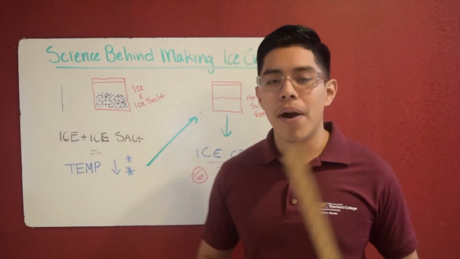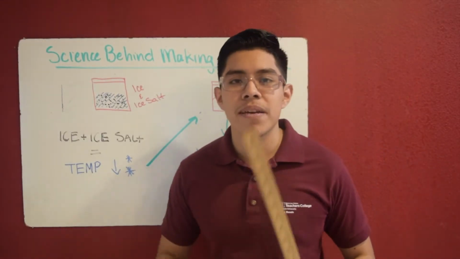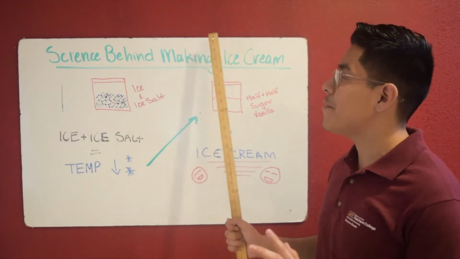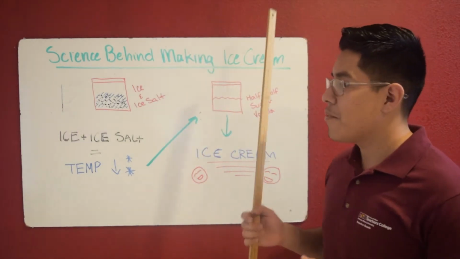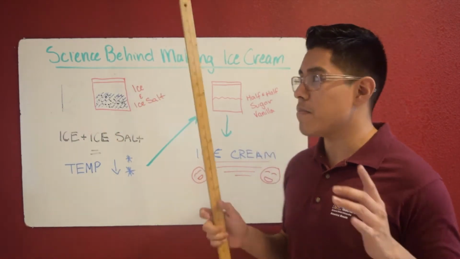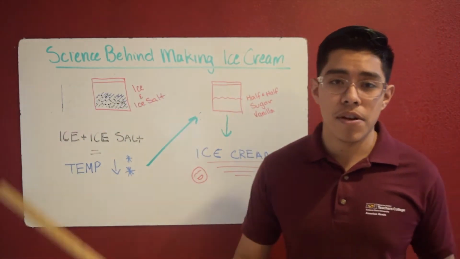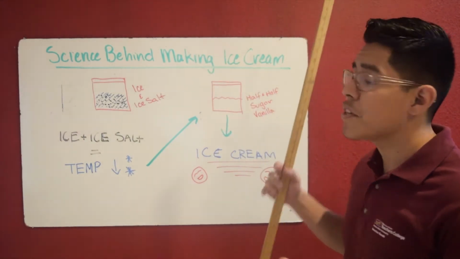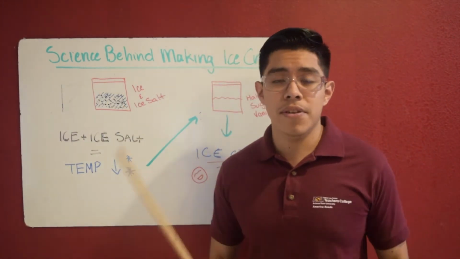Hey y'all, it's Luis. So I'm going to show you why this method of making ice cream works. I'm going to show you the science behind making ice cream. We have 2 bags when we make this ice cream. One bag has ice and salt, and the other bag has the stuff to make the ice cream, which is half and half, sugar, vanilla, and other stuff you need for the ice cream.